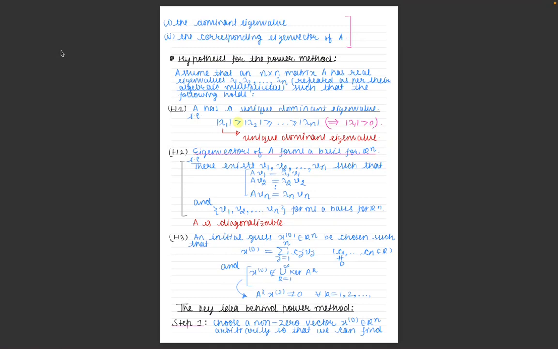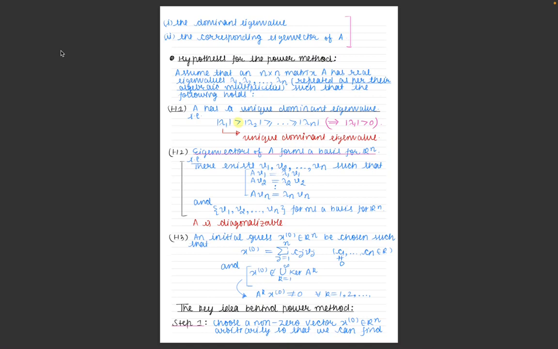forms a basis for Rn. All this story can be put into one line. This is same as saying A is diagonalizable.